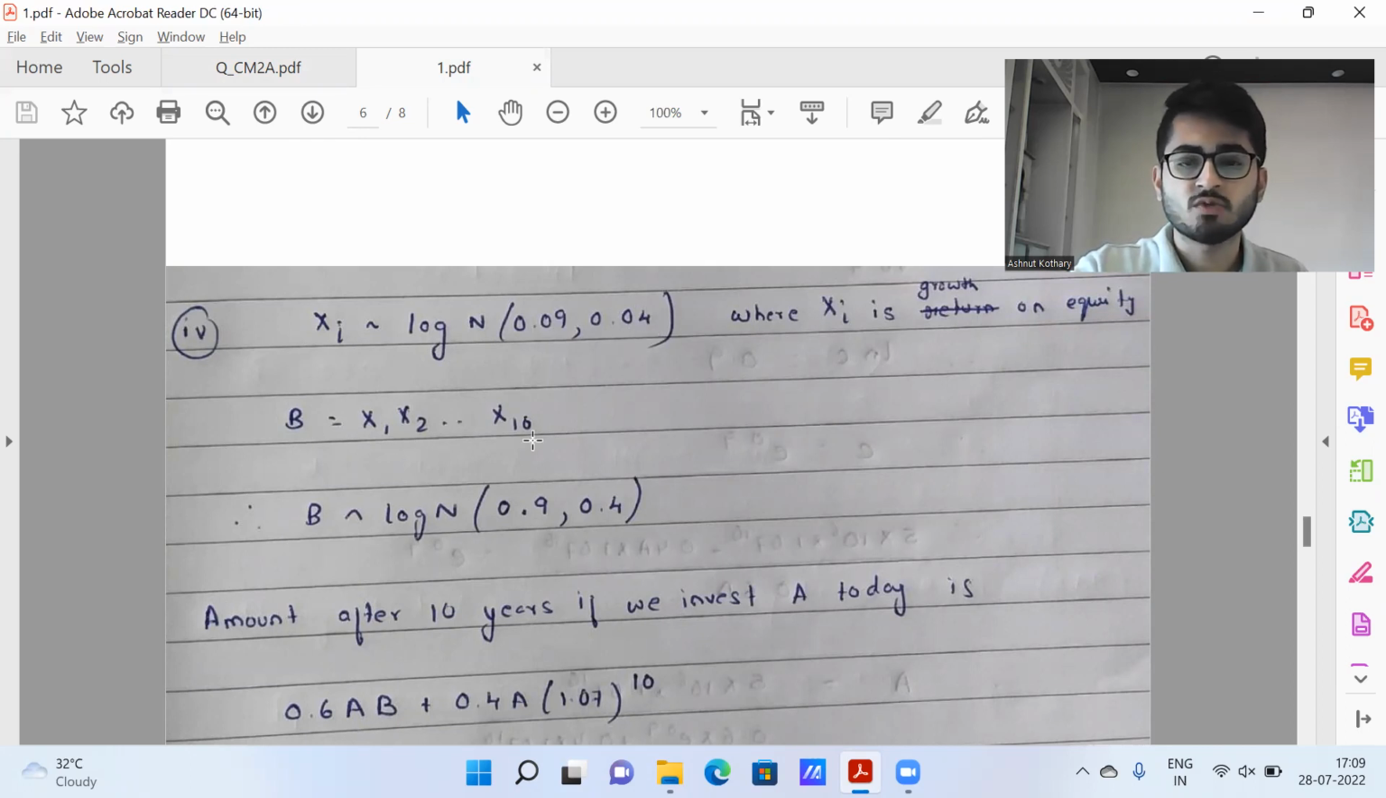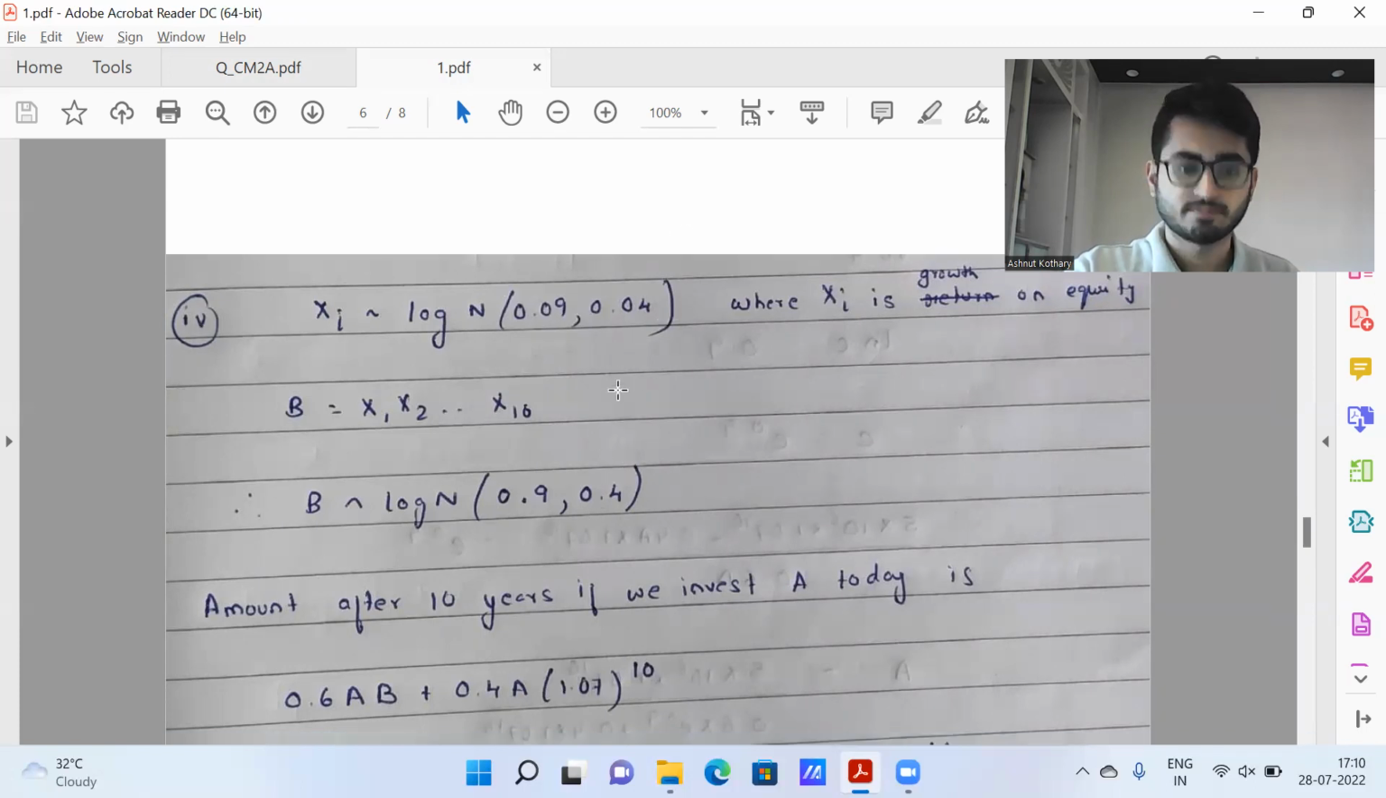B I have defined as X1, X2, up to X10. So X1 is the growth. If I say that the return is 20%, then your price will be the current price times 1.2. So the growth factor becomes 1.2. I'm not talking about the return, I'm talking about the growth. A 20% return translates into a growth of 1.2. So B is defined as X1 times X2 times up to X10, across the 10 years, whatever returns you're getting on equity. And we know that the product of independent log normals gives us a log normal distribution. So it's 10 times 0.09, comma 10 times 0.04, which becomes 0.4.